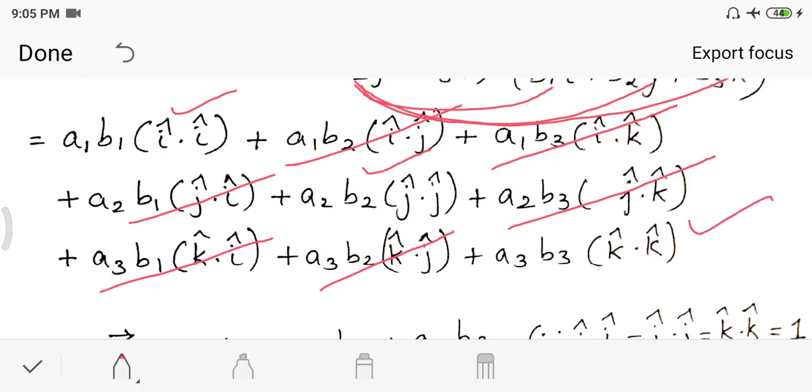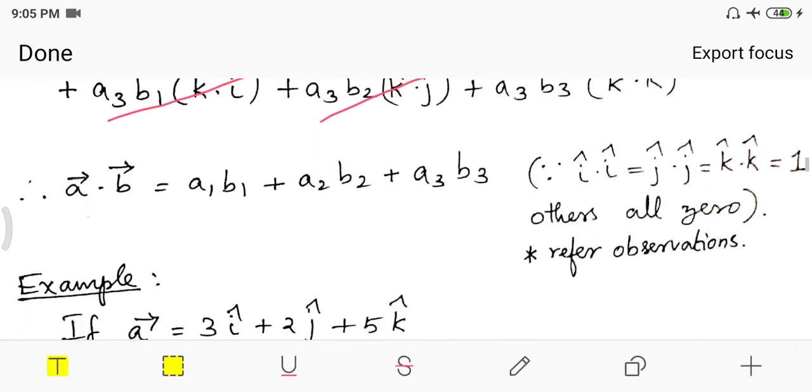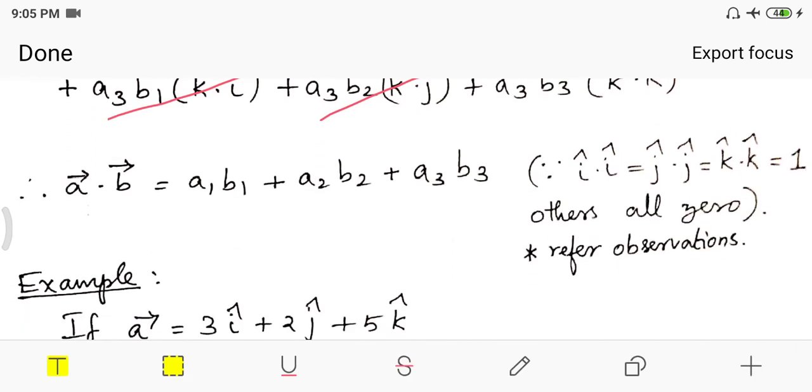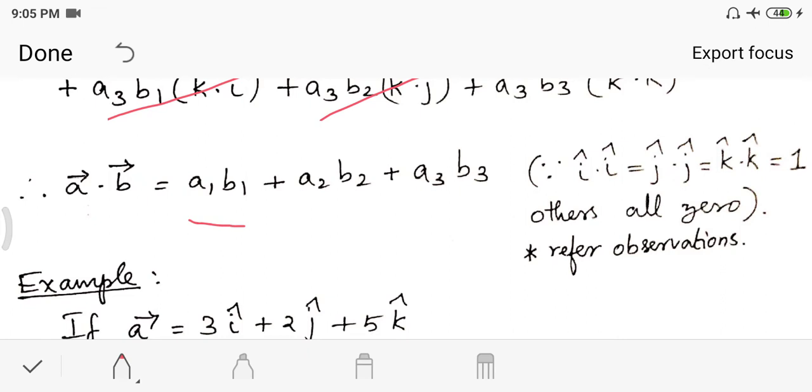So these I have given in the concepts video. i dot i, j dot j, k dot k, how it is 1, I have explained that. Now next we move down. So the remaining A1 B1 plus A2 B2 plus A3 B3 is there. So hereafter we are asked to find A vector dot B vector, just you multiply the numbers and you can add because it's just a scalar.